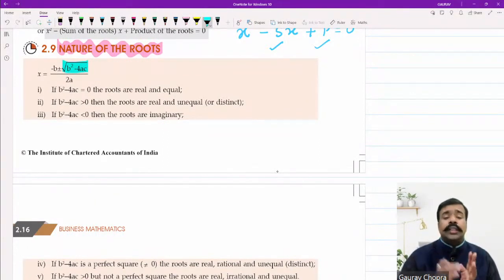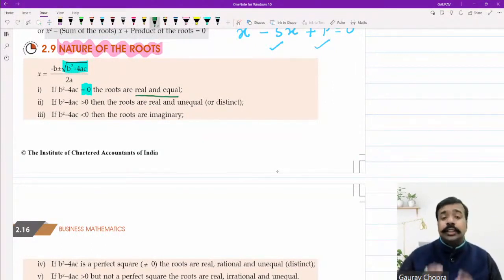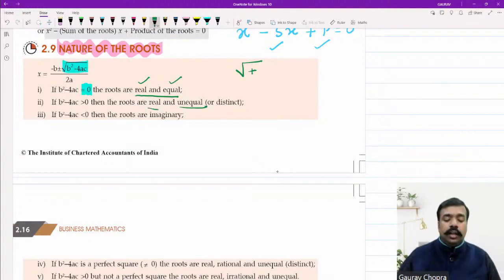All right. So how is it dependent on this? Let us discuss that. If b square minus 4ac is exactly equal to 0, that means the roots are real and equal. This will be the characteristic. When this part is equal to 0, roots will be real and equal. But if it is more than 0, that means inside the root there is a positive value. Whenever there is a positive value, the roots will be real and unequal. Unequal means they will have distinct values.